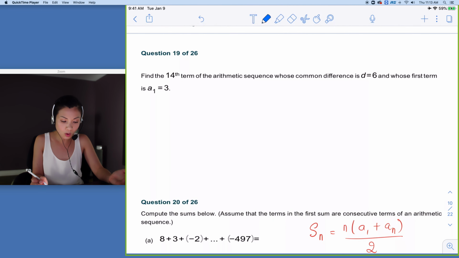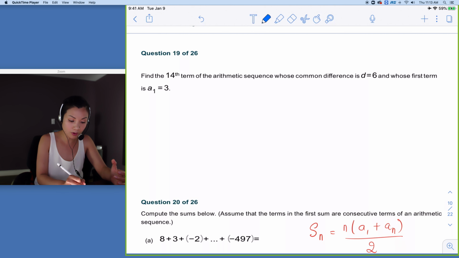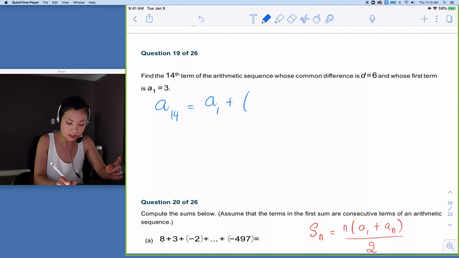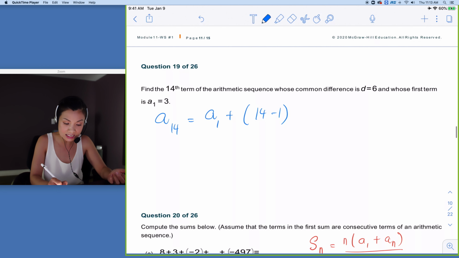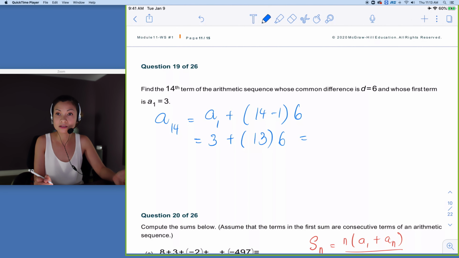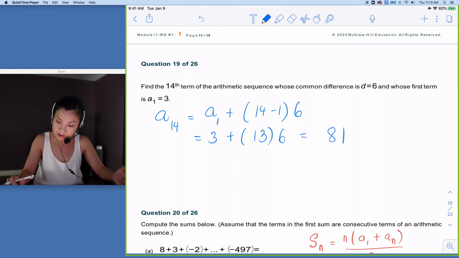Moving on to number 19. So for this one, they give you the first term, they give you D. So you just have to plug it in. So a14 is going to be a1 plus 14 minus 1, I'm using the formula from earlier, times D, and D in this case is 6. a1 is 3. So that's all you have to do. You use the formula. So you can see that right here we have 81 for our answer.